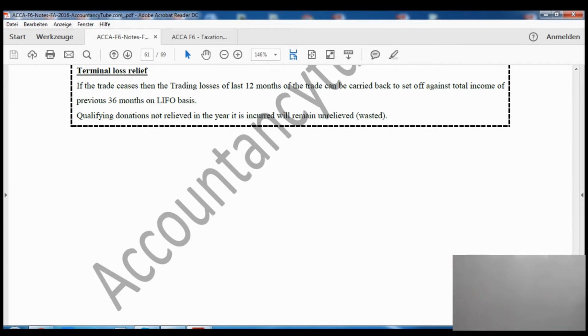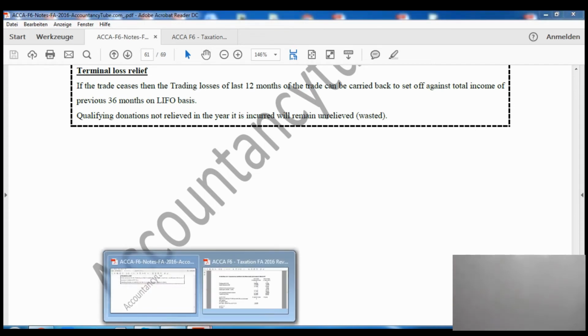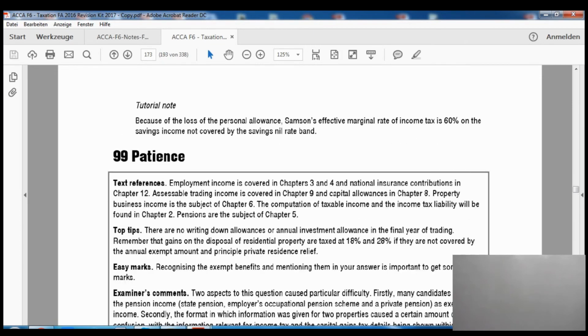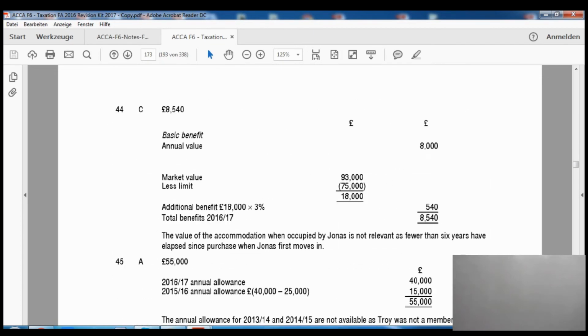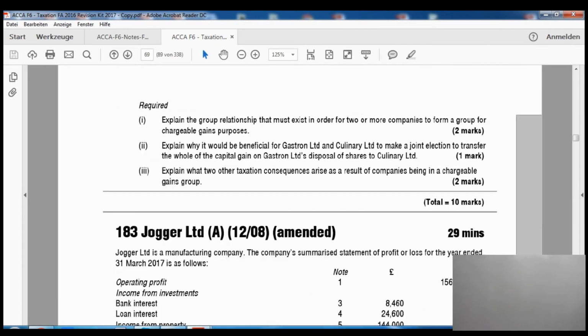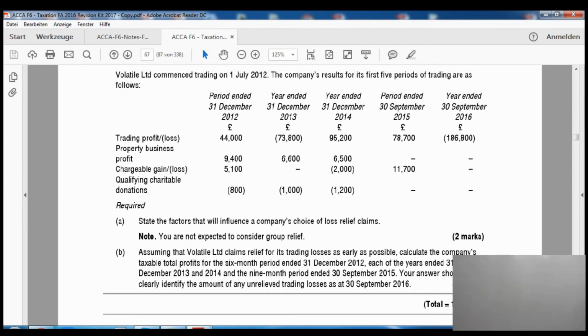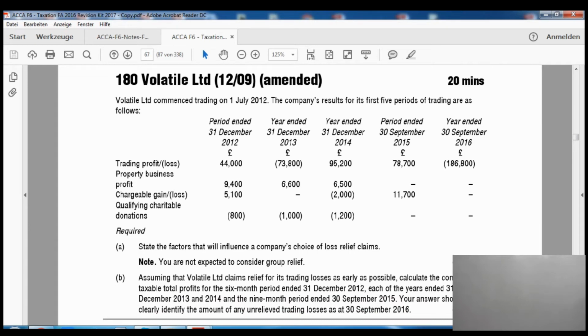Right, then let's look at a question now. It was question number 180, I think. Let me see. Yeah, Volatile Limited, and it was examined in 2009. Now it is a 10-mark question again, and it is about the losses which we have just seen.